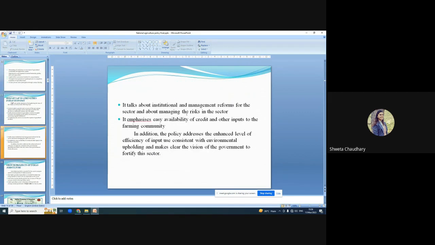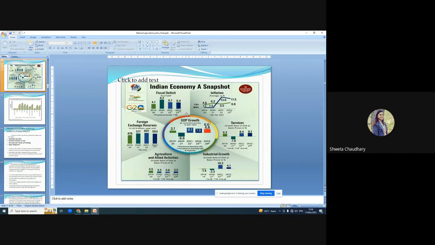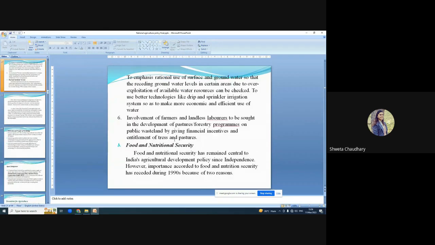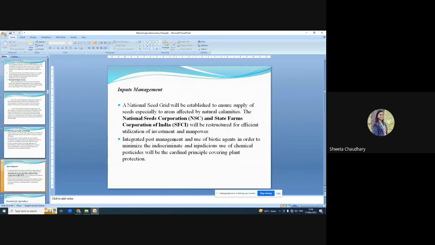Then these led to the various growth and development, that is sustainable agriculture, food security, transfer of technology and input management. So by NAP, we can do so much of functions. This we have studied. Then for input management, we have different agencies. Like for seed, we have seed corporations. Then for farm, we have state farm corporations.